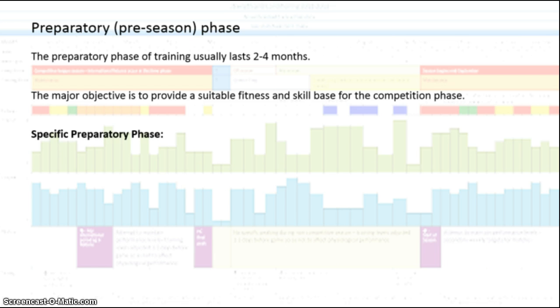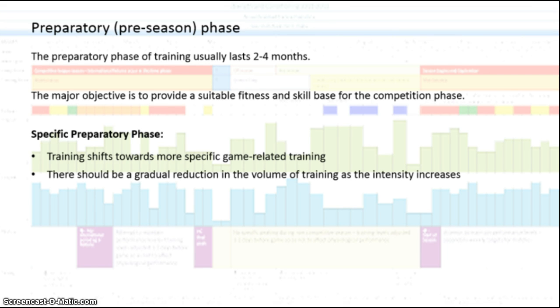The specific preparatory phase. As the competition phase approaches, there is a shift in training towards more specific game-related training. There should be a gradual reduction in the volume of training as the intensity increases. This sub-phase usually lasts 2 to 6 weeks.